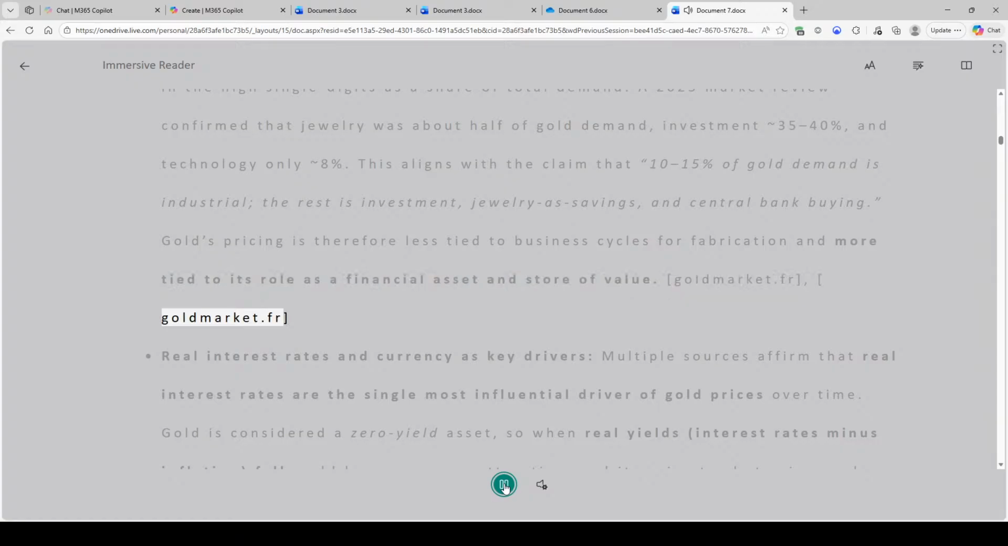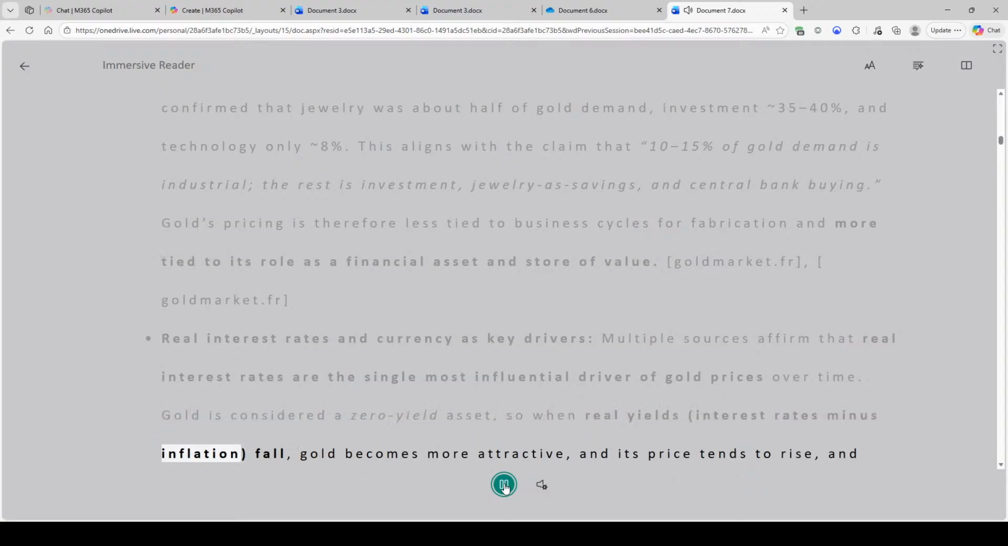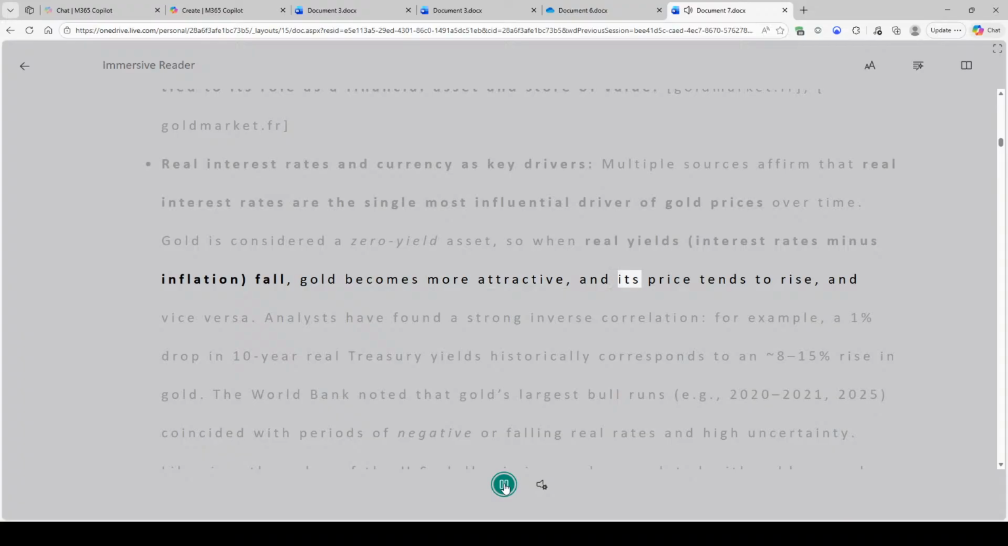Real interest rates and currency as key drivers. Multiple sources affirm that real interest rates are the single most influential driver of gold prices over time. Gold is considered a zero-yield asset, so when real yields, interest rates minus inflation, fall, gold becomes more attractive, and its price tends to rise, and vice versa. Analysts have found a strong inverse correlation. For example, a 1% drop in 10-year real treasury yields historically corresponds to an 8 to 15% rise in gold. The World Bank noted that gold's largest bull runs, e.g., 2020 to 2021, 2025, coincided with periods of negative or falling real rates and high uncertainty.